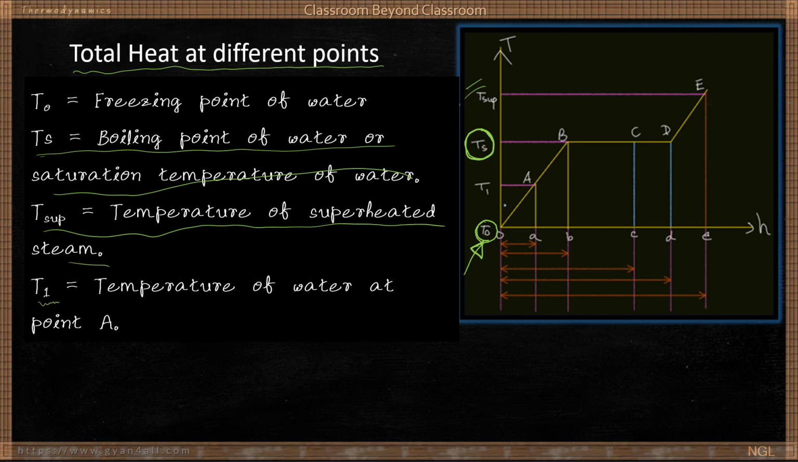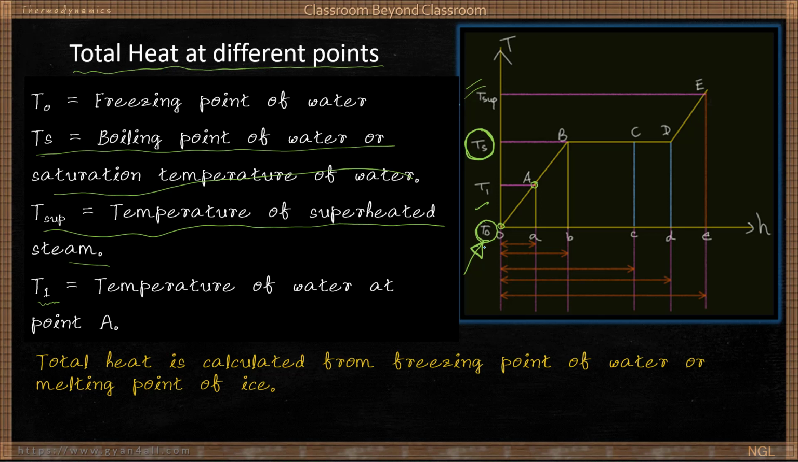And suppose a point 1. Where is the temperature T1? T1 is the temperature of water at point A. So where is the point located? It is not the saturation temperature Ts, nor the freezing point of water. It is in between O and B. That means this is not the saturation temperature of water and not the freezing point of water. In between we consider one point A, and the temperature is T1. Okay.